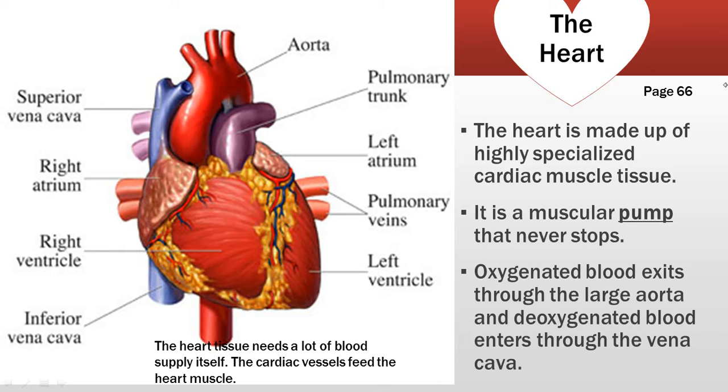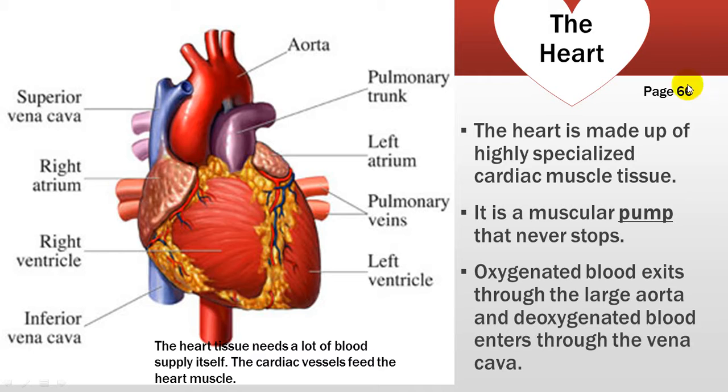So let's look at our heart. Okay, here is the outside or the external anatomy of the heart. It's made up of highly specialized cardiac tissue. It's a muscular pump that never stops. The tissue, the cardiac tissue itself, is so specialized that if I took a cell off of your heart and by itself, the cell itself would be beating. All right, just like the heart is beating, the cells beat. They're very specialized.